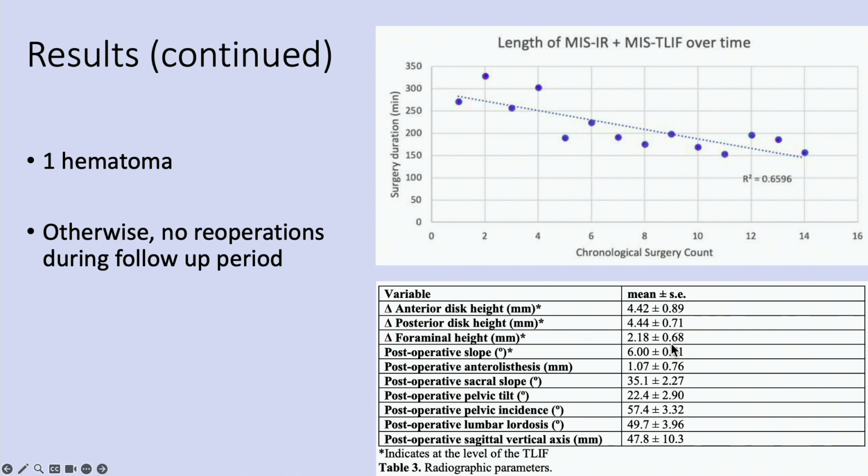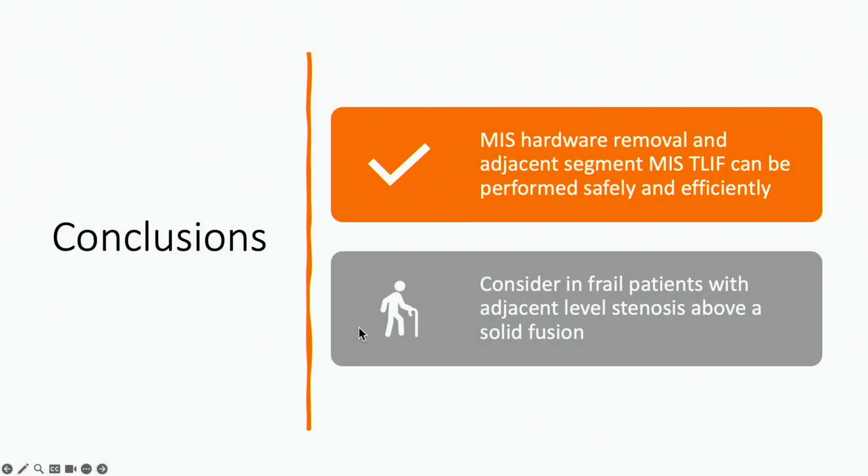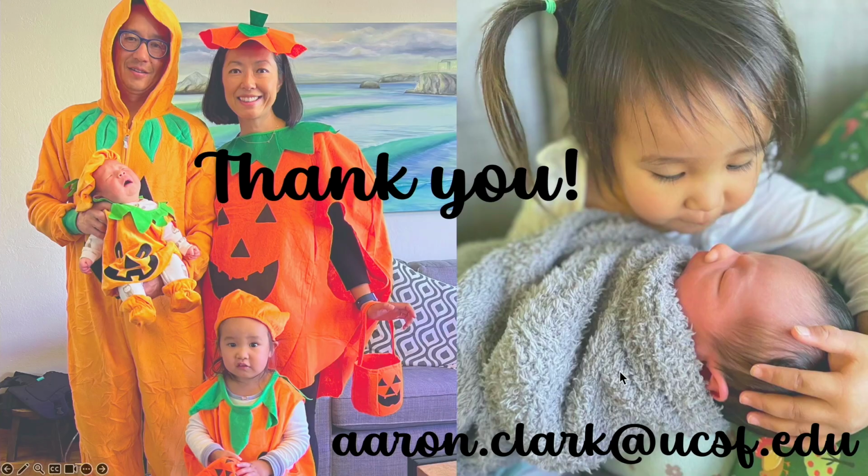So it's not a deformity operation, but in the frail patients where you want to do a decompression fusion for the adjacent level, you can at least keep them where they need to be. So in conclusion, MIS hardware removal and adjacent segment minimally invasive TLIF can be done safely and efficiently. And it's just something to consider in your frail patients that have adjacent level stenosis above a solid fusion. This is an additional option to be able to treat these patients minimally invasively. Thank you.